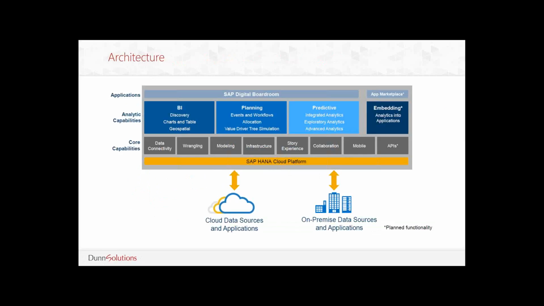This is the architecture for the Business Objects Cloud. It all lives on the HANA Cloud Platform, but you don't need to set that up or worry about that part. SAP will do that for you. And with that, you have several capabilities where you can connect to data, wrangle and model the data, clean it up a little bit, and all the infrastructure is already available right in that cloud, accessible through your browser.